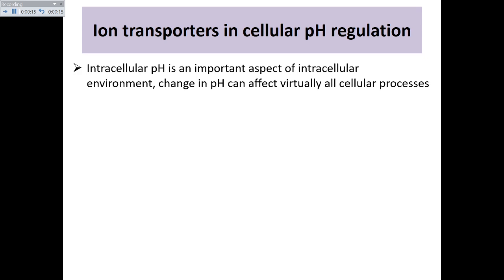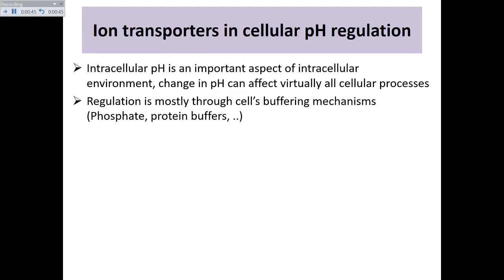Of course, cellular pH is an important one and it should be maintained within normal range for the cellular processes to occur normally. When pH changes, there will be change in most cellular processes, even the enzyme. The enzyme can act only at a specific pH. So pH regulation is very important. How is pH regulated inside the cell?